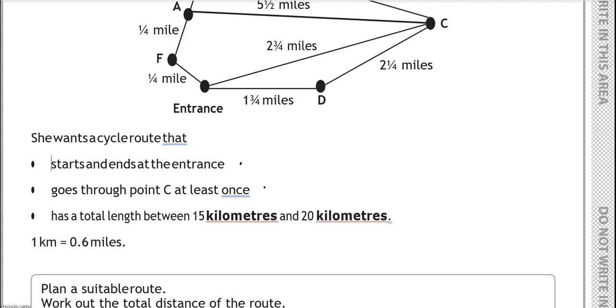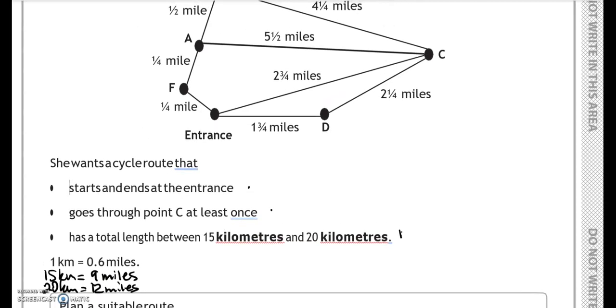Point 1 and 2 we can check through the route and we can make sure we do those, but point 3 I think we just need to convert it now so that we can actually make sure we meet this criteria. So 1 kilometer is 0.6 miles. What about 15 kilometers? So we're going to do 0.6 times 15, and that is 9 miles. What about 20 kilometers? So 20 times 0.6 gives us 12. So we're going to look for a distance that is between 9 and 12 miles.